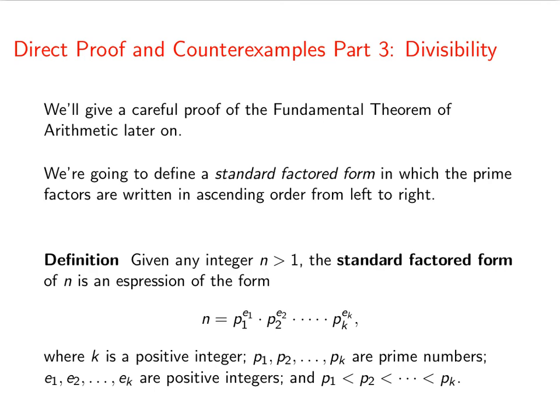k is a positive integer. Again, it denotes the number of primes in the factorization. The p's are the primes and the e's are the exponents. And now in the standard factored form, we're going to insist that the primes are ascending. So p1 is smaller than p2, and pk is the biggest prime. So the primes go in ascending order. Okay, that's all for now.